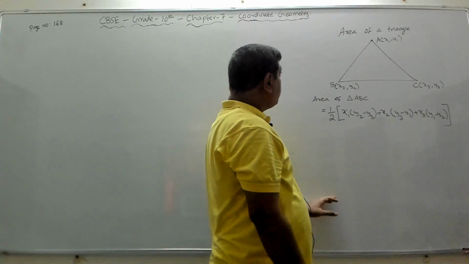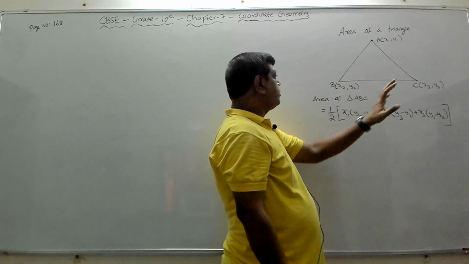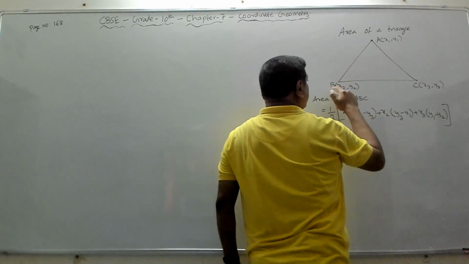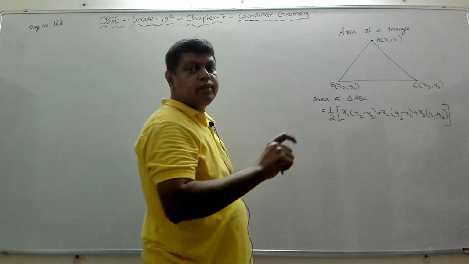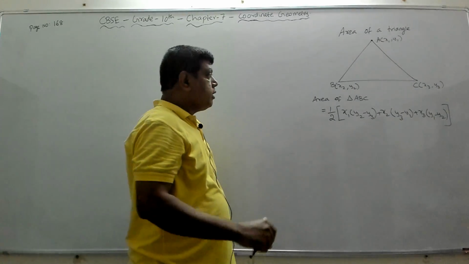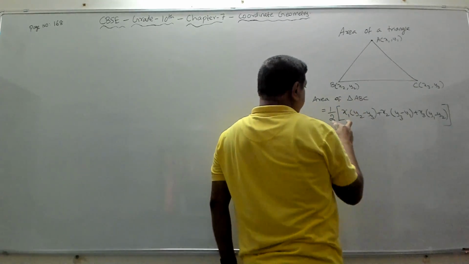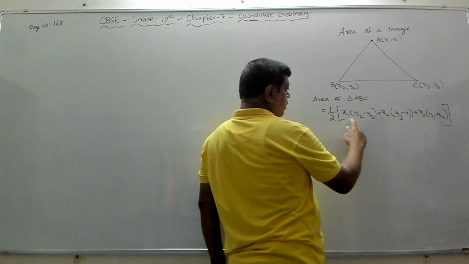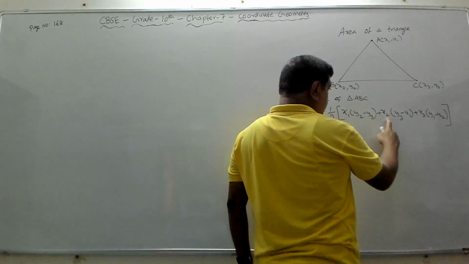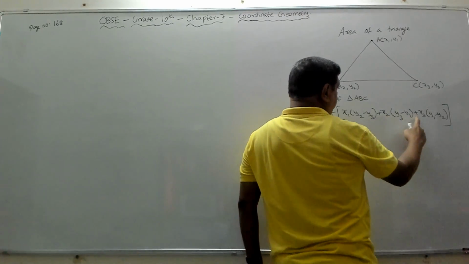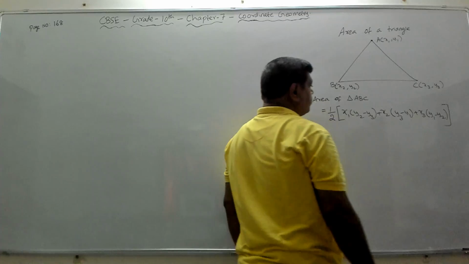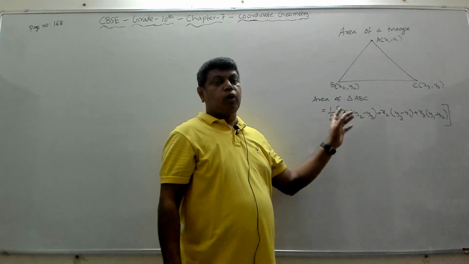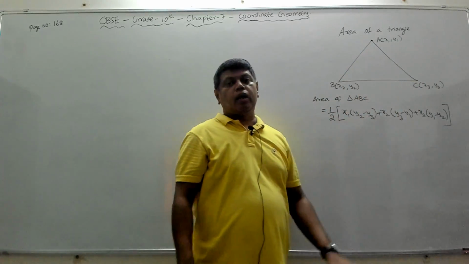Now, if you see this triangle ABC, it is a triangle in which we know the three vertices. If three vertices of a triangle are given, then the area of the triangle is given by this formula: half of x1 into y2 minus y3 plus x2 into y3 minus y1 plus x3 into y1 minus y2. So this is a formula which we can use to find the area of a triangle when three vertices of the triangle are given.